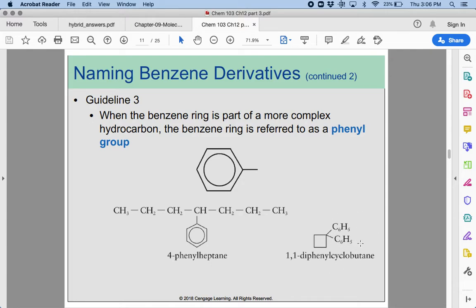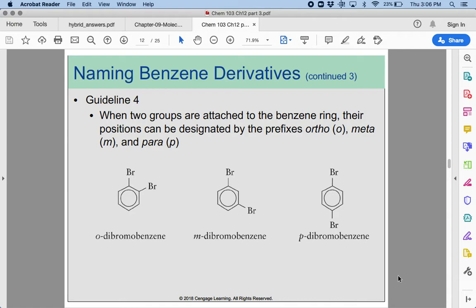Now, sometimes the benzene group is written out in a condensed form like this. Benzene by itself is C6H6, but we know if it's going to be attached to something we would have to get rid of one of those hydrogens to attach it. So C6H5 is a benzene group, which we call a phenyl group. So in this case, we have cyclobutane, and now we're going to have 1,1-diphenyl cyclobutane.